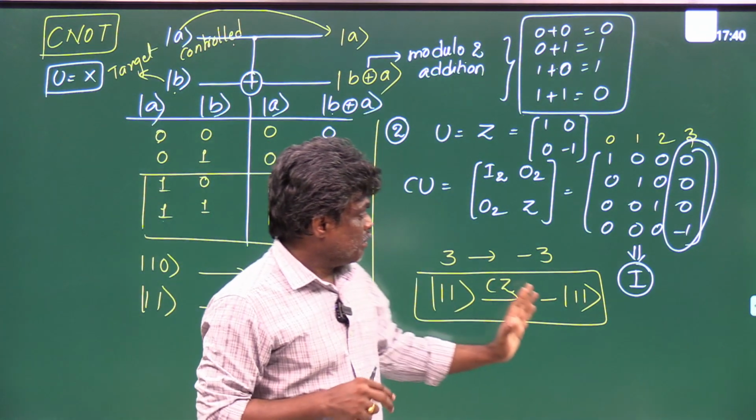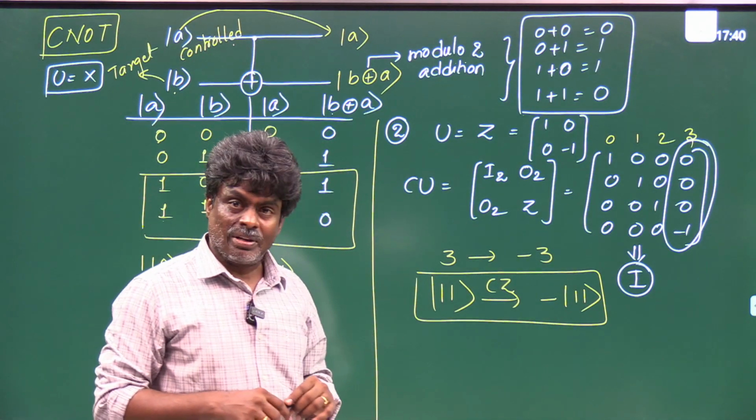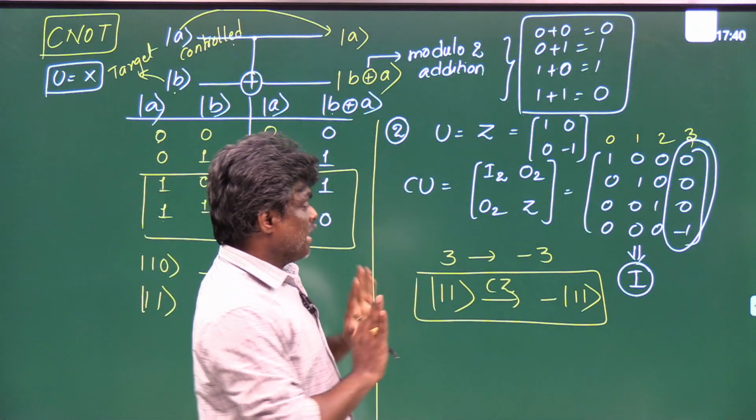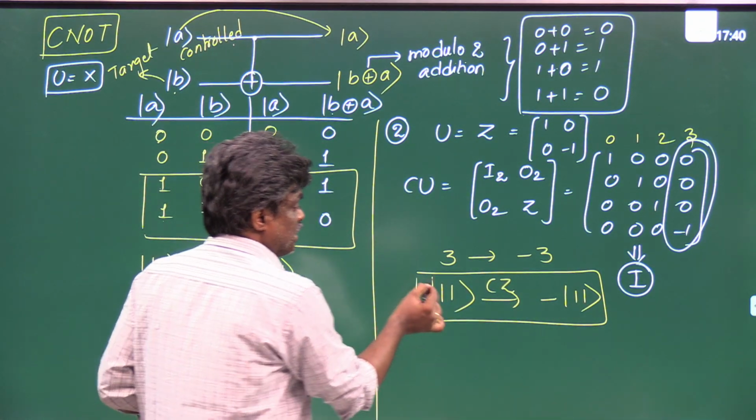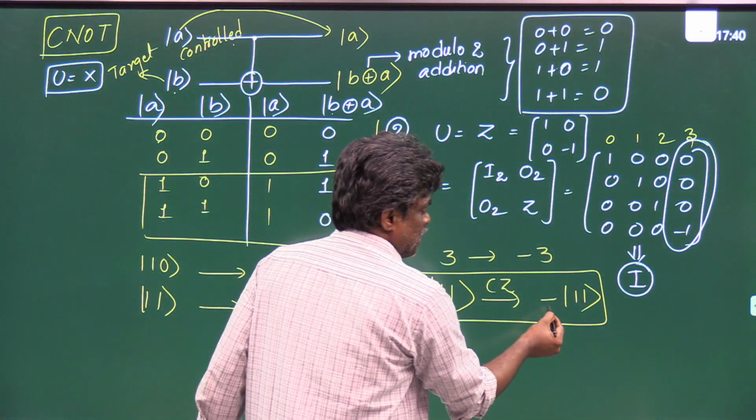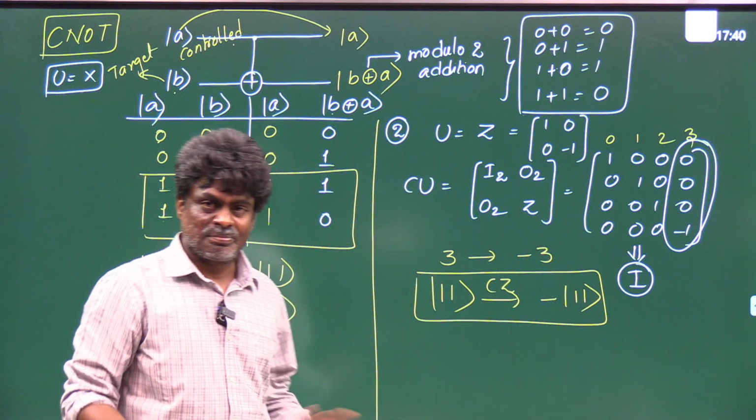So 1, 1 will become minus 1, 1. The remaining states are as it is. Only this 1, 1 will become minus. This minus means what? Some phase.